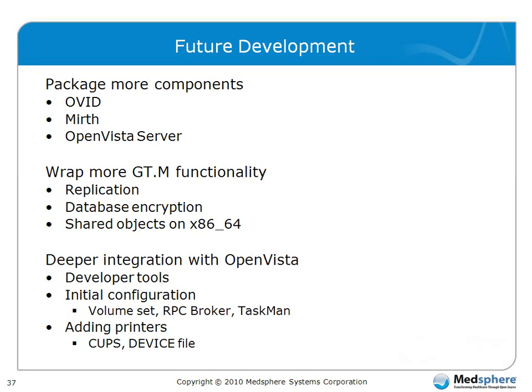Some things around the initial configuration I think could be nicer, and things like adding printers, where it involves CUPS on the Linux side and a device file on the OpenVista side. It'd be nice if there were just one command or one web-based GUI where you could go and it takes care of everything. You just say, I want a printer. So there's still work to be done. Next slide.